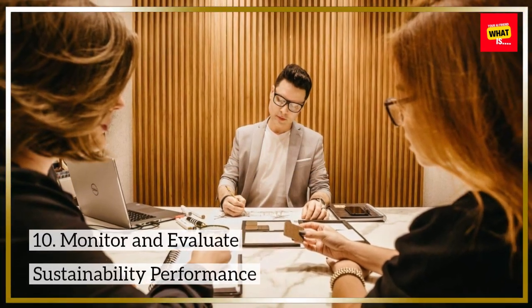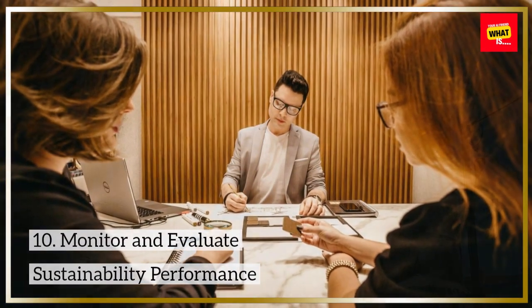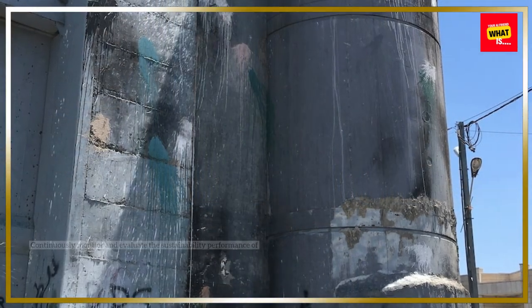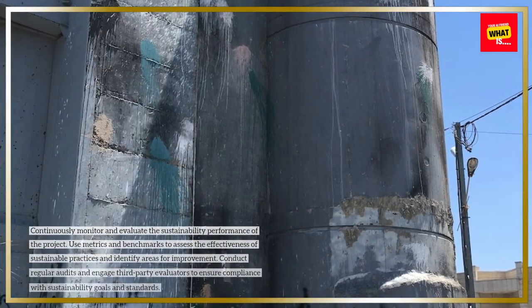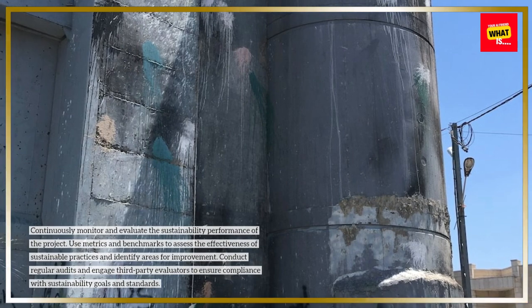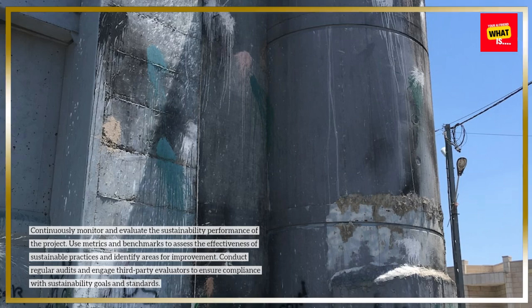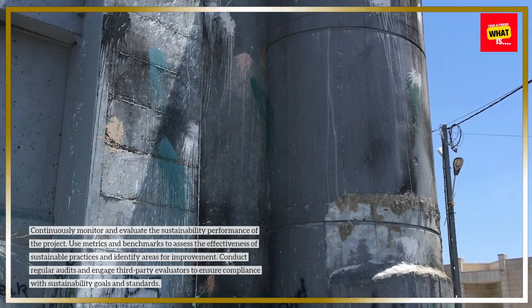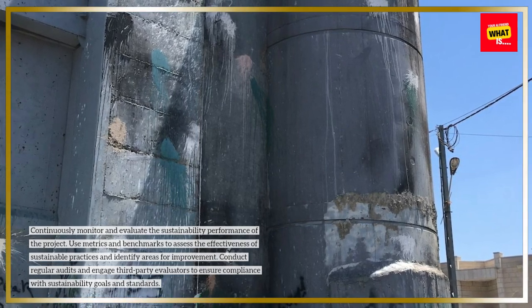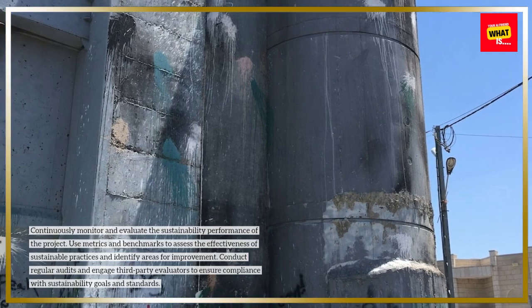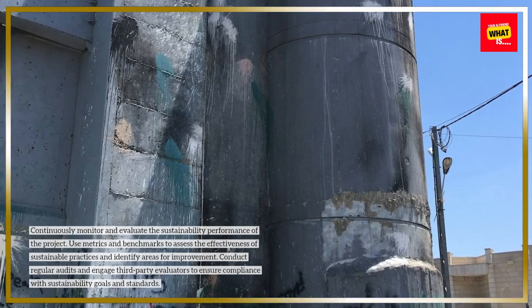10. Monitor and evaluate sustainability performance. Continuously monitor and evaluate the sustainability performance of the project. Use metrics and benchmarks to assess the effectiveness of sustainable practices and identify areas for improvement. Conduct regular audits and engage third-party evaluators to ensure compliance with sustainability goals and standards.